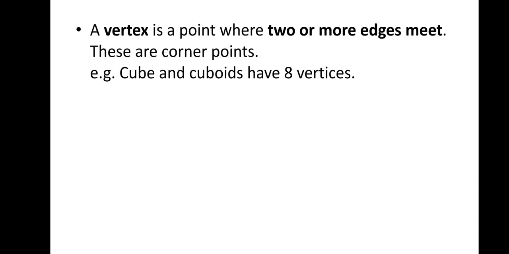Coming to vertex, a vertex is a point where two or more edges meet. These are the corner points. So what is a vertex? A vertex is a point where two or more edges meet. These are the corner points. For example, cube and cuboids have 8 vertices. So I hope the definition of faces, edges and vertices, or vertex, is clear to you.